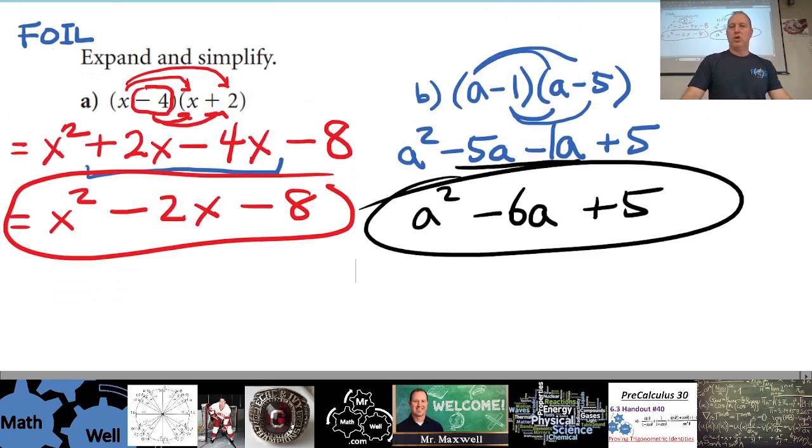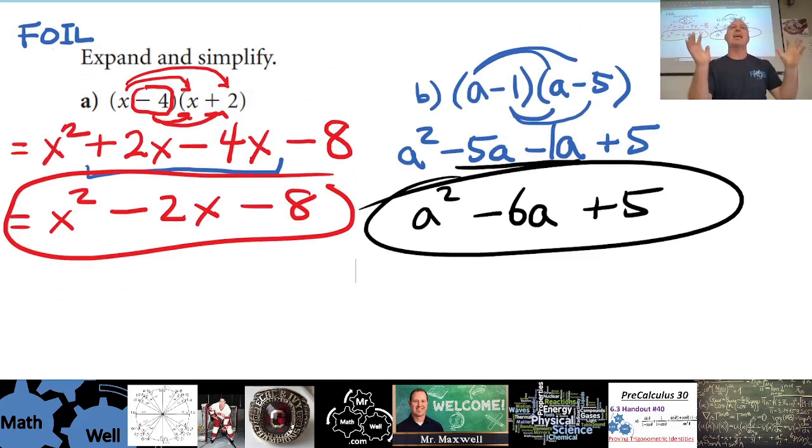All right. So again, all we're doing is distributing twice. The first term distributes in. The second term distributes in. Gather all your like terms. And there you go. A quick note.